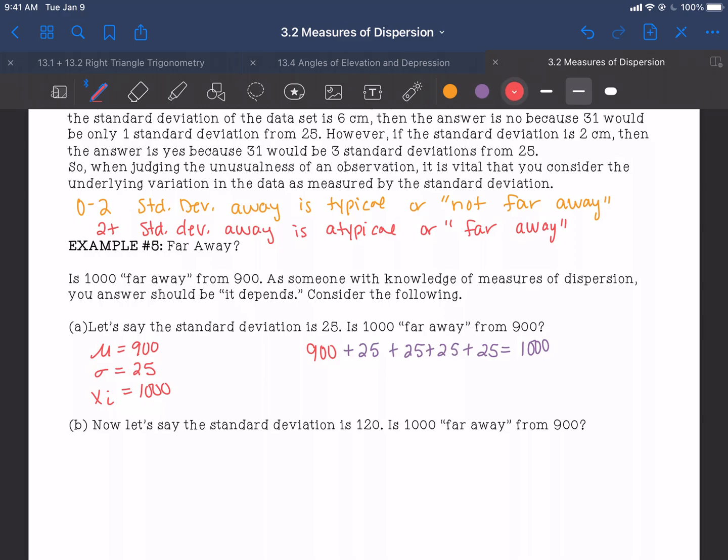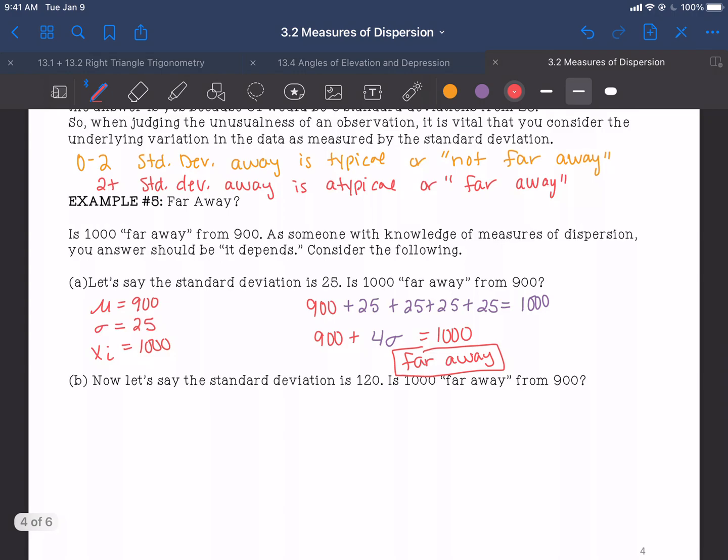So that means that 900 plus 4 standard deviations is equal to 1,000. Based on what we just wrote, that would be considered far away, because the number 1,000 is 4 standard deviations away from the mean of 900.